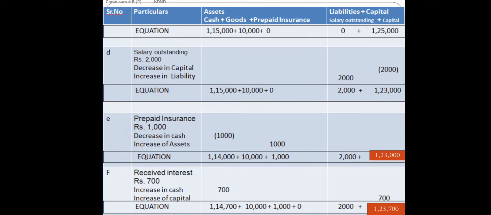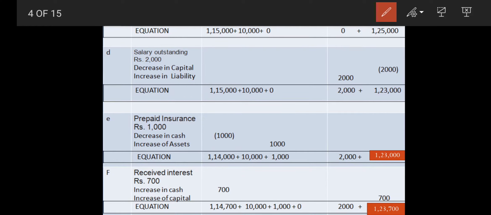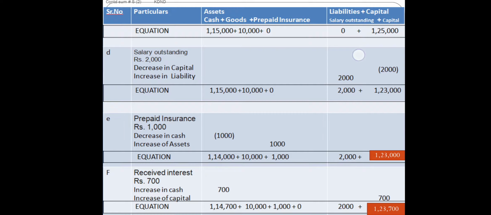So in the liability column, you can see one new column is prepared, salary outstanding. You can see over here salary outstanding. So I will be showing it over here. Seen? Right? And in the capital column itself, capital decreases and salary outstanding increases. So ultimately your equation will be set up the same way, 1,25,000 on both sides.